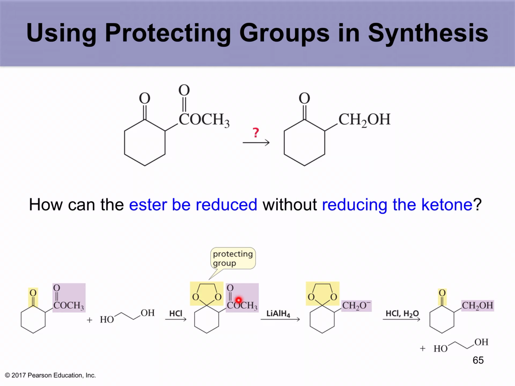So only this part will be reduced to give you CH2O minus. When you add hydrochloric acid and water, the oxide will grab a proton and become alcohol, and then we can get back the carbonyl group. Okay, so the formation of acetal is important so we can protect the carbonyl group and do a reaction.